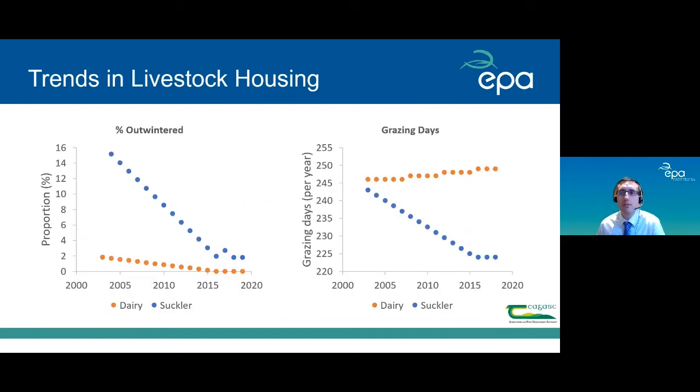Also, in terms of livestock housing, we see a trend towards reduced numbers of cattle that are outwintered. This is driven mainly by grant aid programs under the nitrates program in 2006, and also changes in the number of days at pasture. For suckler cows there's been a reduction, but for dairy cows, here you can see there's been an increase. So these all feed into our models.